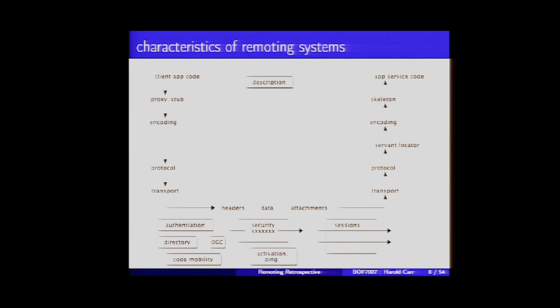And after you've encoded the data, your actual data, that's the important thing, you've got to surround that data with some protocol information, like what message is this, what is this for, is this a request, a response, a fault, all that kind of stuff, metadata. And then finally, you write it out on a transport.